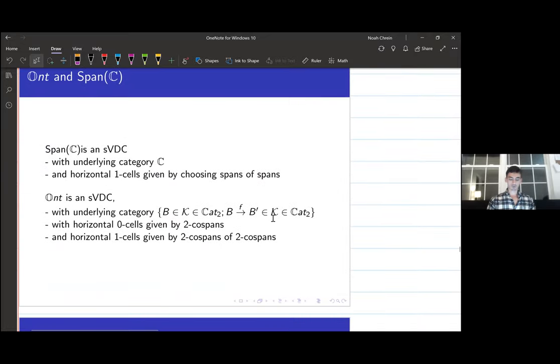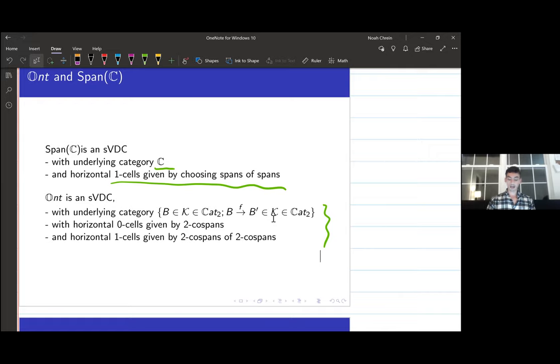So this is the right structure to talk about, namely because this span construction that I talked about before is a simplicial virtual double category. Namely, its underlying category is C, and the one cells are spans of spans. And likewise, the category of ontologies and ontological transformations is a simplicial virtual double category. Okay? All right. So this got sort of complicated, so let me just step back a little bit. I have now contained ontologies in some other ontology, namely a simplicial virtual double category.